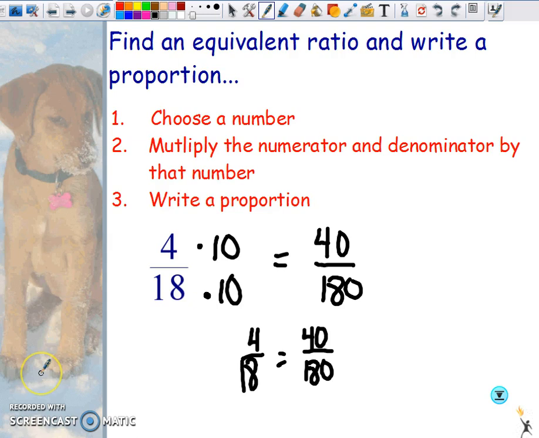Very cool. Okay, so as you can see in the directions, it said find an equivalent ratio and write a proportion. So 40 over 180 was my equivalent ratio. But this right here, this is my proportion. Us showing that the two are equal to one another. That's a proportion. A proportion is two fractions where you're able to do that butterfly method. A ratio is just one single fraction where you're comparing two things.